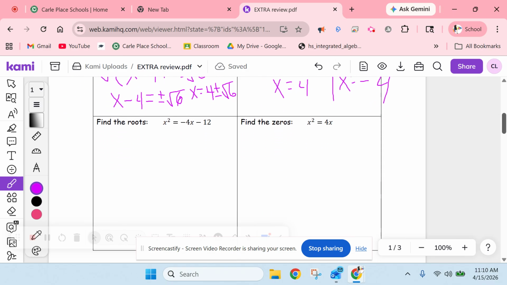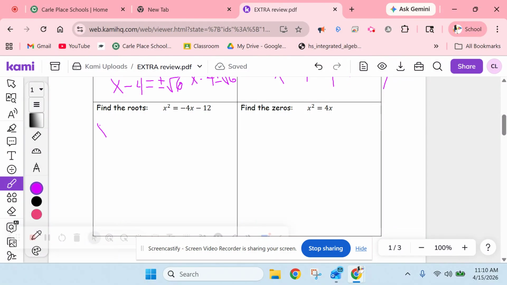Okay, so now I'm going to make this equal to 0, so x squared plus 4x plus 12 equals 0. Factors of positive 12 that will give me a positive 4, not factorable. So I'm going to do the quadratic formula. Okay, so you find the a is 1. You find the b is 4. You find the c is 12.